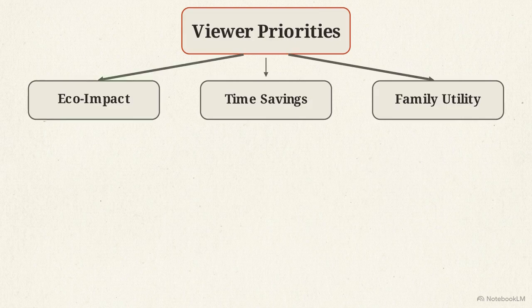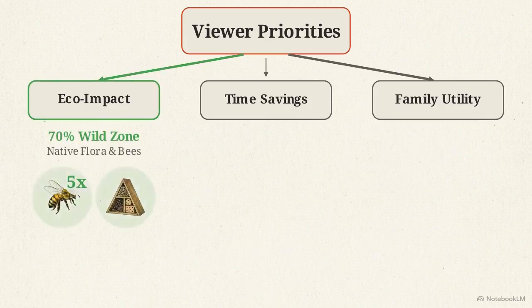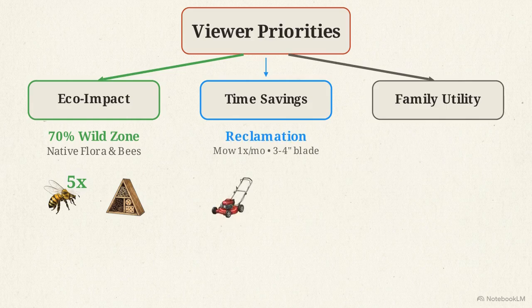For the eco-optimizer, the 70% wild zone is the focus. Prioritizing native flora and bee baths triggers a 5x multiplier in visiting bee species. For the time-poor homeowner, the priority is reclamation. Buy back your weekends by letting the wild zone grow, mowing just once a month and keeping the blade height at 3 to 4 inches.